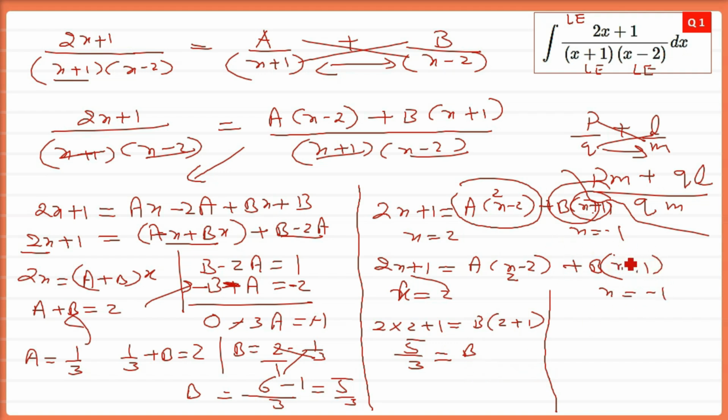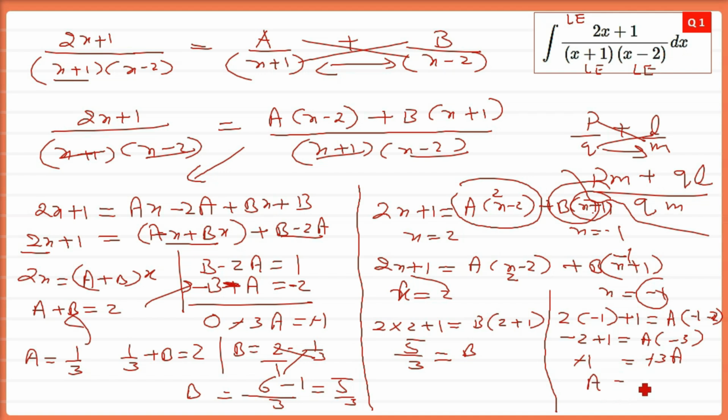Now put x equals negative 1. So the b term will be eliminated. Now put x at every place. So 2 into negative 1 plus 1 will be equal to a into negative 1 minus 2. Minus 2 plus 1 equals a into negative 3. So negative 3 into a equals negative 1, the minuses cancel, a will be equal to 1 by 3. Now whichever you want to use, you can use.